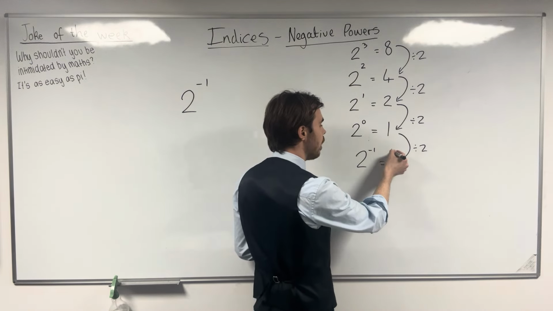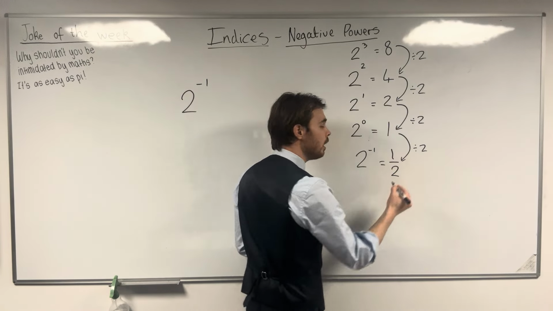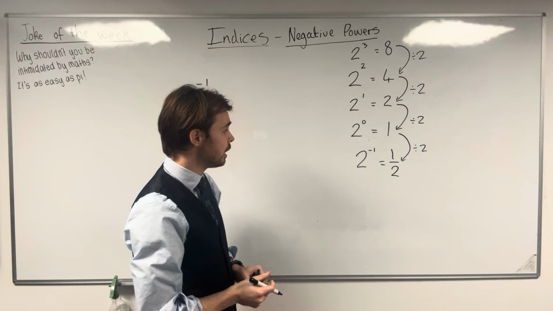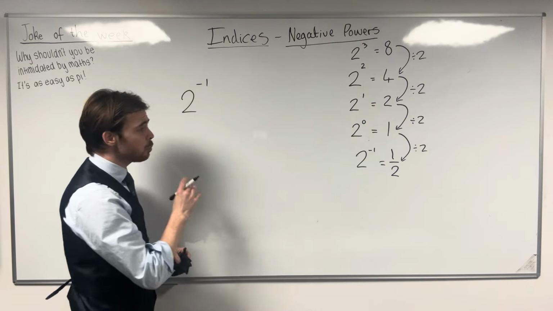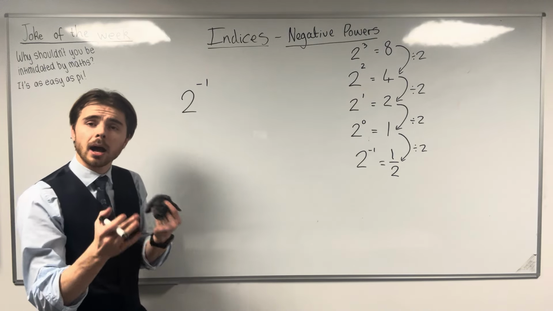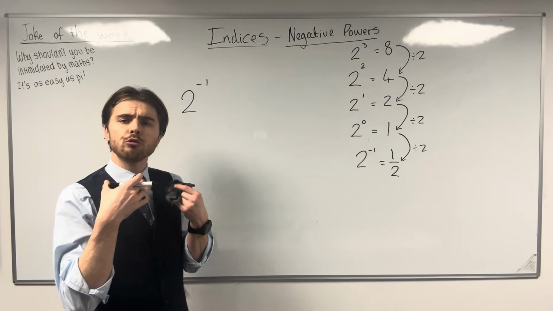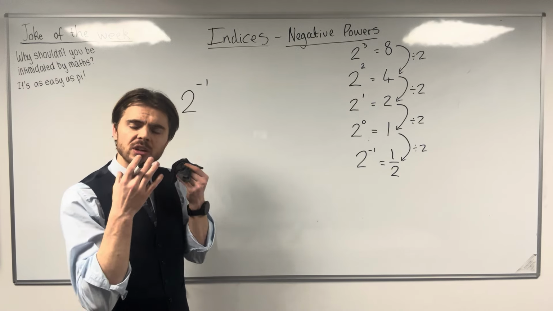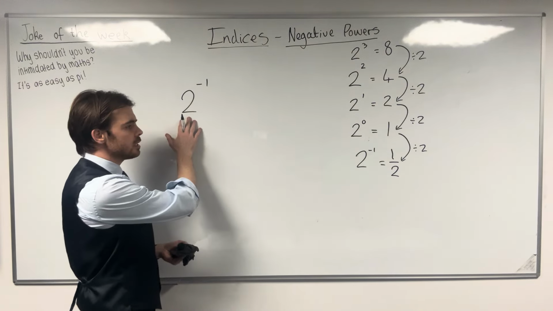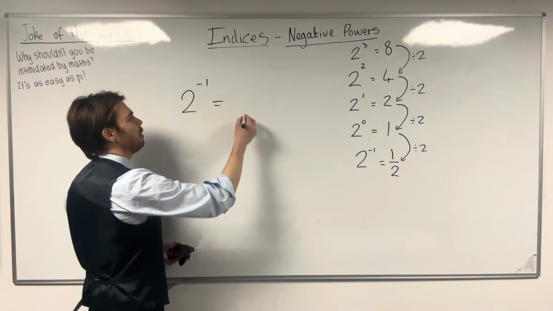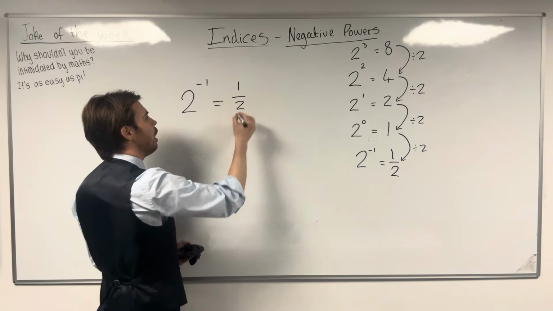I have an answer of 1/2, okay? Now, this is what the negative does. It becomes, a key word here, reciprocal. It becomes a reciprocal of the base number. So 2 to the power of negative 1 will become 1/2.